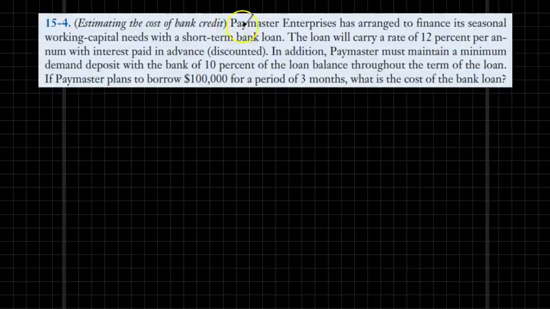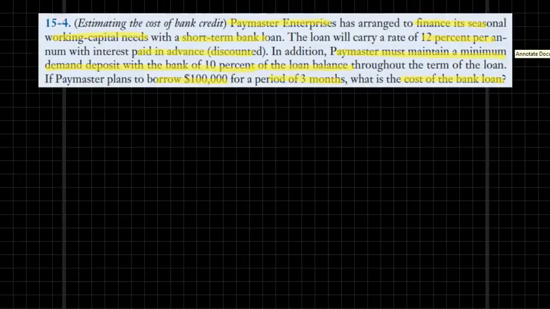Paymaster Enterprises will finance its working capital needs with a short-term bank loan. The loan will carry a 12% interest paid in advance. In addition, Paymaster must maintain a minimum demand deposit with the bank equal to 10% of the loan balance throughout the term of the loan. If Paymaster plans to borrow $100,000 for a 3-month period, what is the cost of this loan?